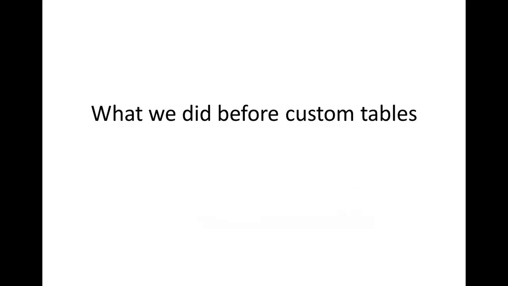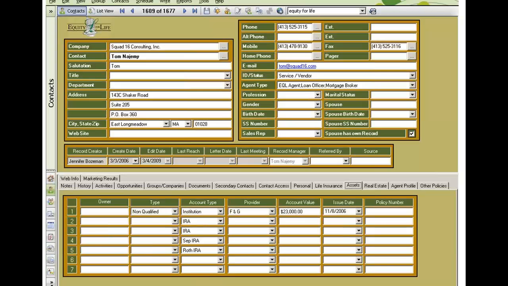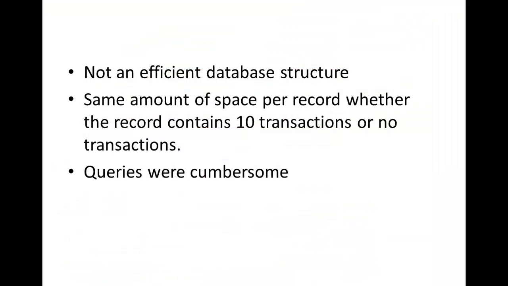As Jim mentioned, ACT has certain built-in one-to-many relationships. So before custom tables, we had this one-to-many for histories, notes, activities, and opportunities. What did we do before custom tables? Something like this, where we had to create this particular one, which is a financial firm tracking up to 7 different instruments, be it an IRA, SEP IRA, Roth, etc. And not a very efficient way to go about it.